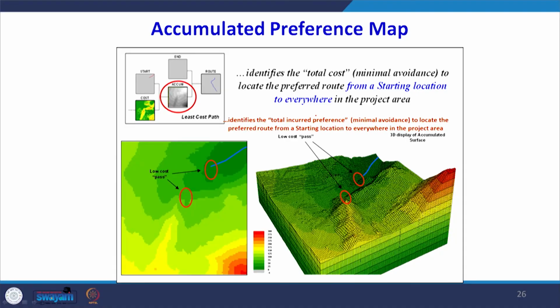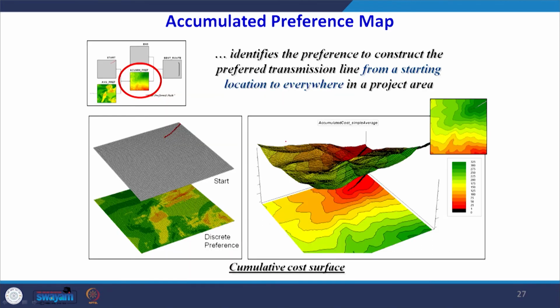When we have the three alignments, then we have to carry out further analysis to find which one is the least cost, the low cost route out of the three routes. That least cost analysis can also be carried out on the basis of certain parameters, whether it is crossing a particular area or going away from that particular area. So, an accumulated preference map is created.